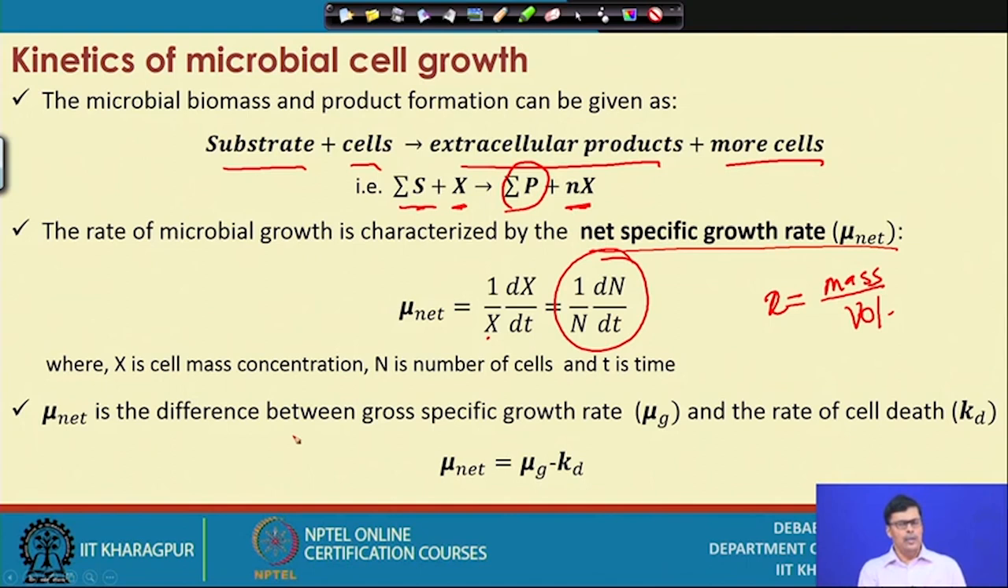Now, as you know, in any kind of microbial population or any living population, there will always be growth and there will be death. The net specific growth rate of the cells should be equal to the specific growth rate minus the specific death rate. One thing we should remember is that when we carry out any kind of microbial reaction, only living cells participate in the reaction.